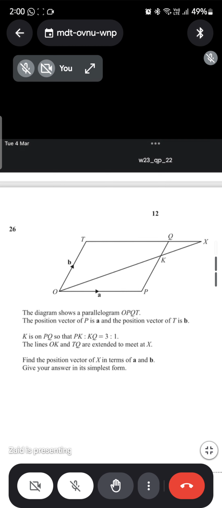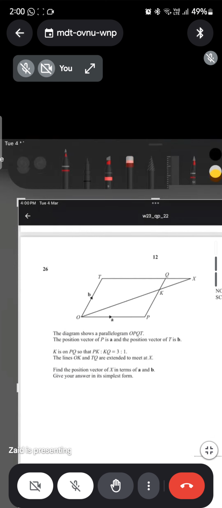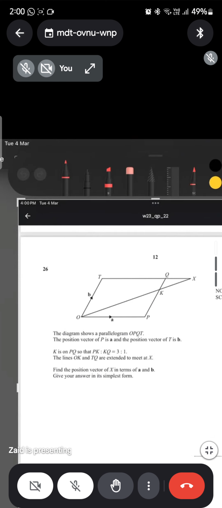The diagram shows a parallelogram OPQT. It's a similar question to one we have done, in a different variant in a different paper. The position vector of P is A and the position vector of T is B. So the first thing, when it's a parallelogram, look, a parallelogram is only this one.